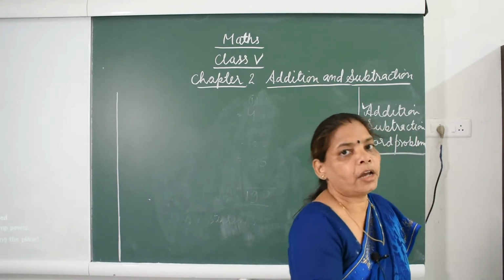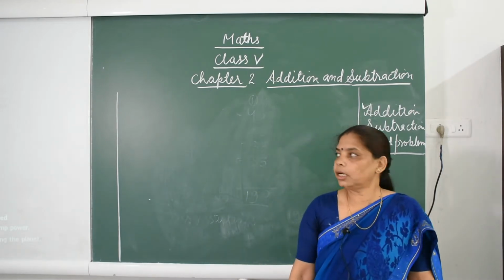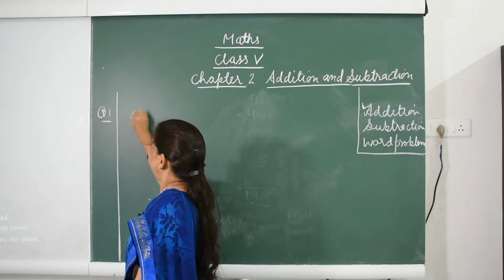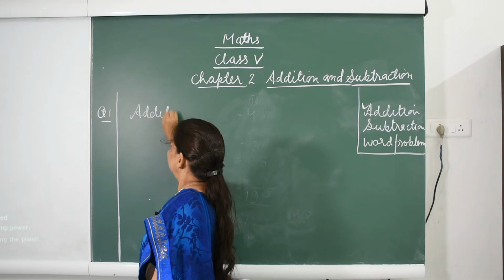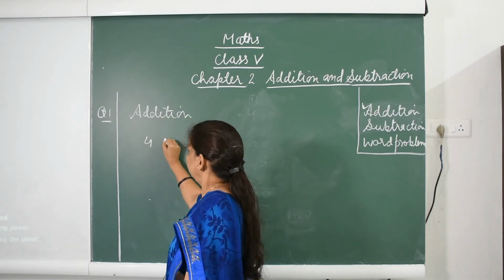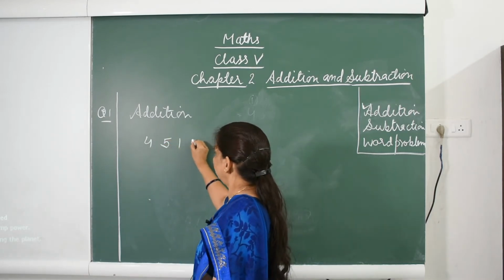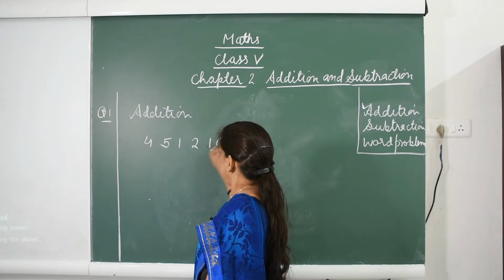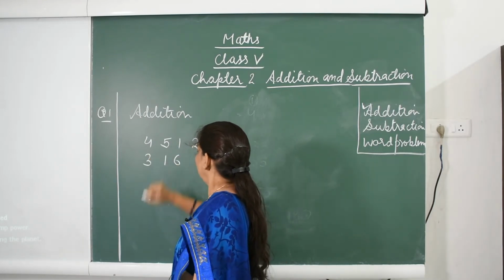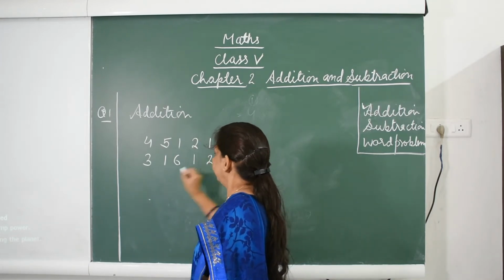Now children, I hope that you understood the meaning of addition. So first of all we take an example of addition. Four lakh 51,216 plus 3 lakh 16,120.